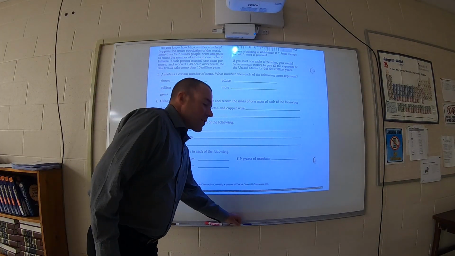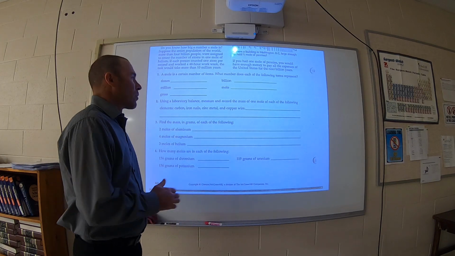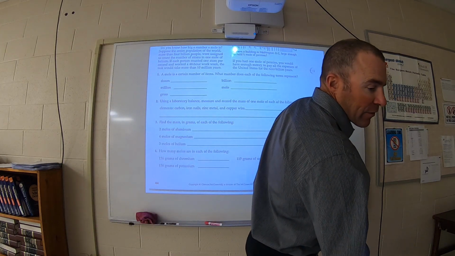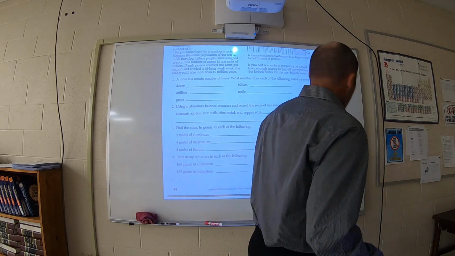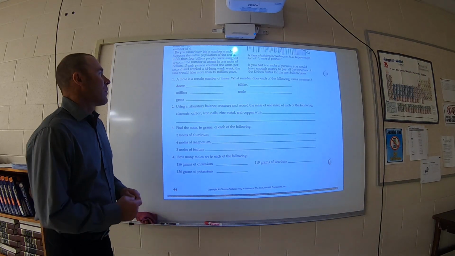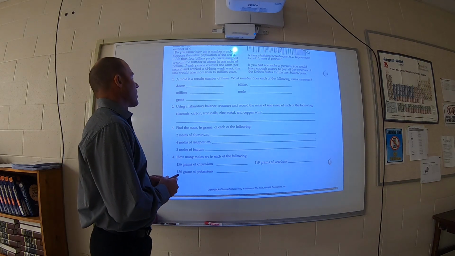All right, we're going to talk about the Chapter 4 review worksheets. The first one is the masses of atoms worksheet, so I'm just going to start down here at the bottom. It says a mole is a certain number of items. What number does each of the following represent?